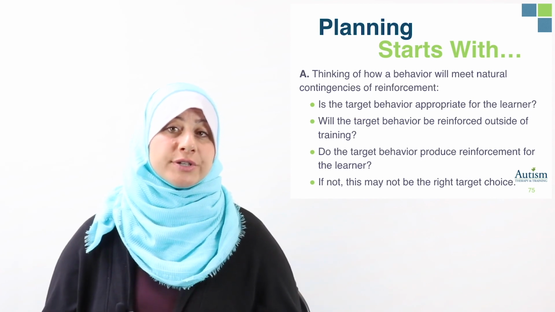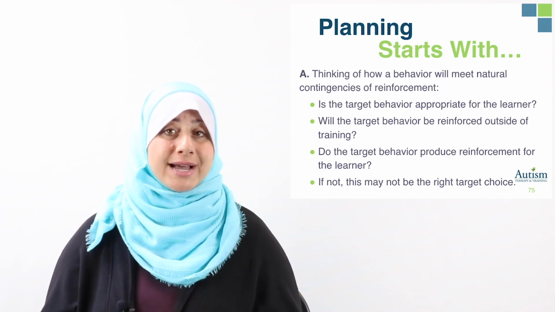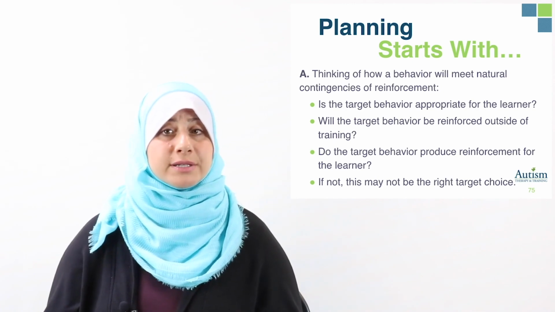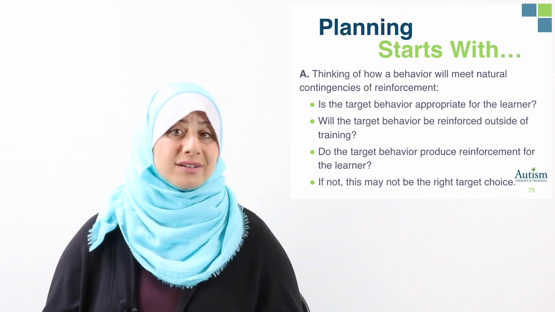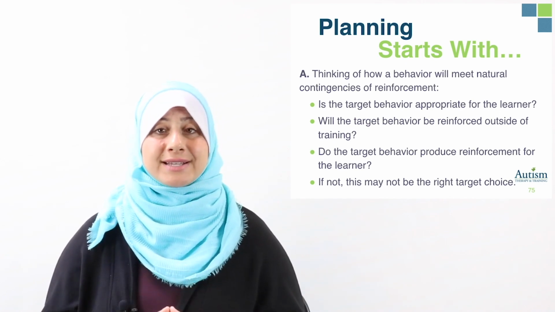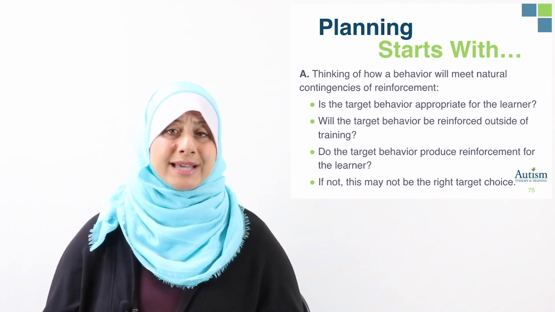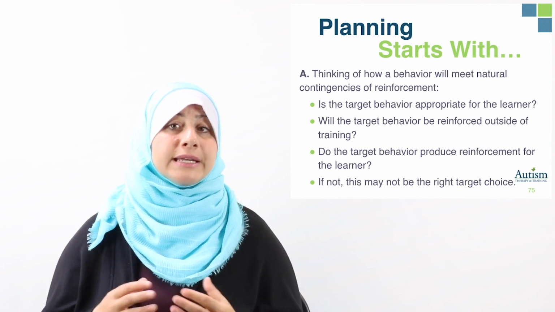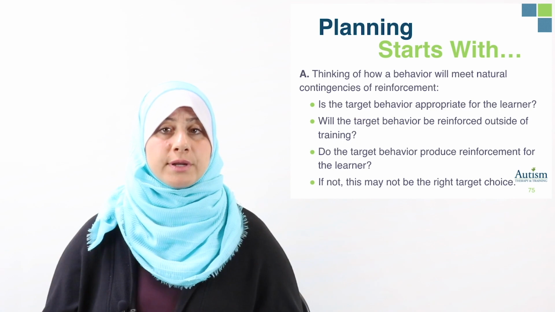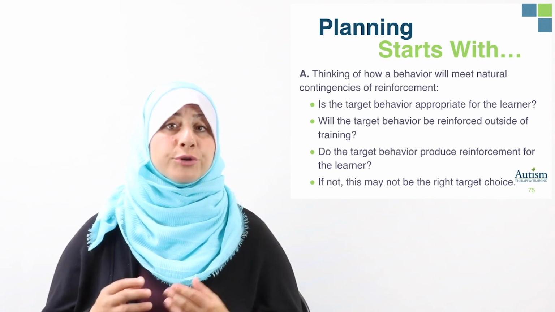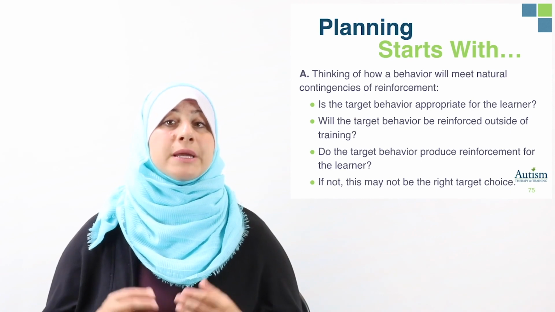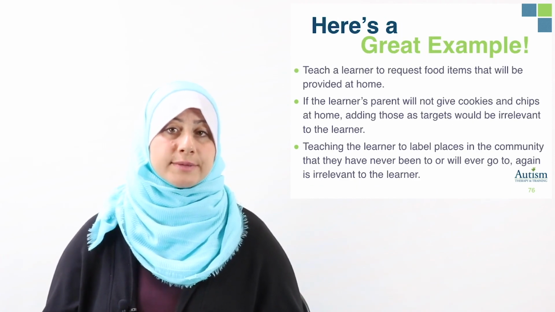If you teach the learner a skill, but it's not going to access natural contingencies of reinforcement outside of the training environment, chances are that skill will be lost. It needs to access reinforcement outside of the training setting. It needs to be on an intermittent schedule of reinforcement. Does the target behavior produce reinforcement for the learner? If not, this may not be the right target choice.